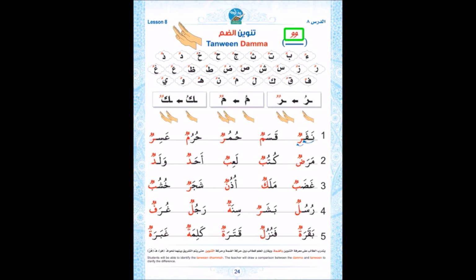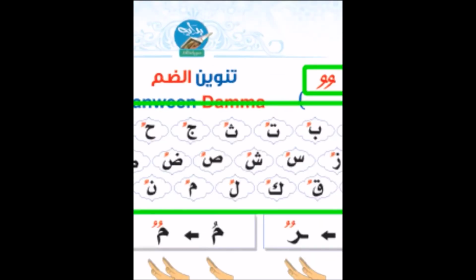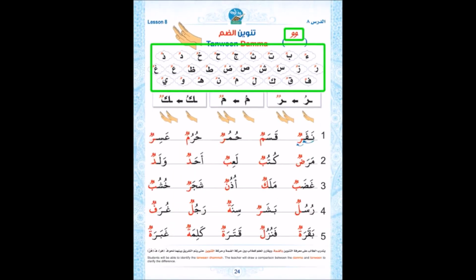As usual, the opening of each lesson is all of the letters displaying the vowel of interest. In this case, we have Tanween Dhamm, and the student should go through each letter, pronouncing it with Tanween Dhamm. This will serve as a review of the letters as well as learning the new concept of Tanween.